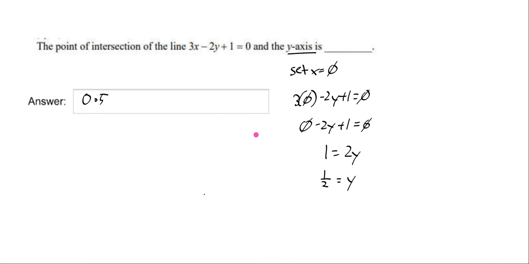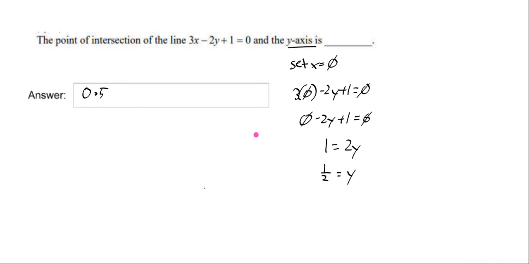Next, the point of intersection of this line on the y-axis. So we're looking for where it crosses the y-axis. Y-intercepts are where x is 0. So we're just going to make x 0. We can do this two ways. One of the ways is to make x 0 and solve for y. The other way is to graph it.